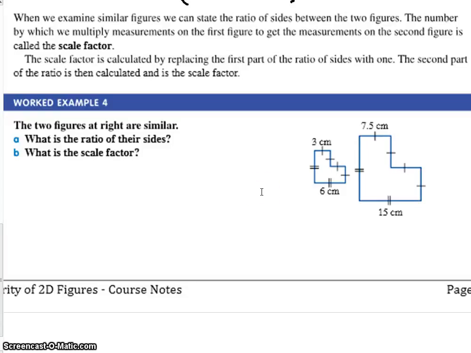Okay, in this question, they're actually telling us that these two figures are similar. What we have to do is work out what the ratio of their sides is and then determine what the scale factor is. First question, first part.